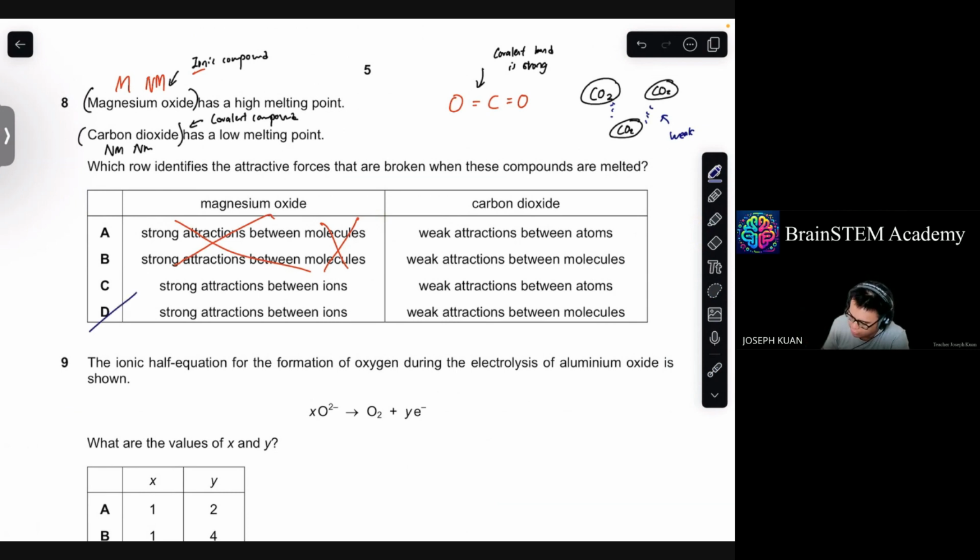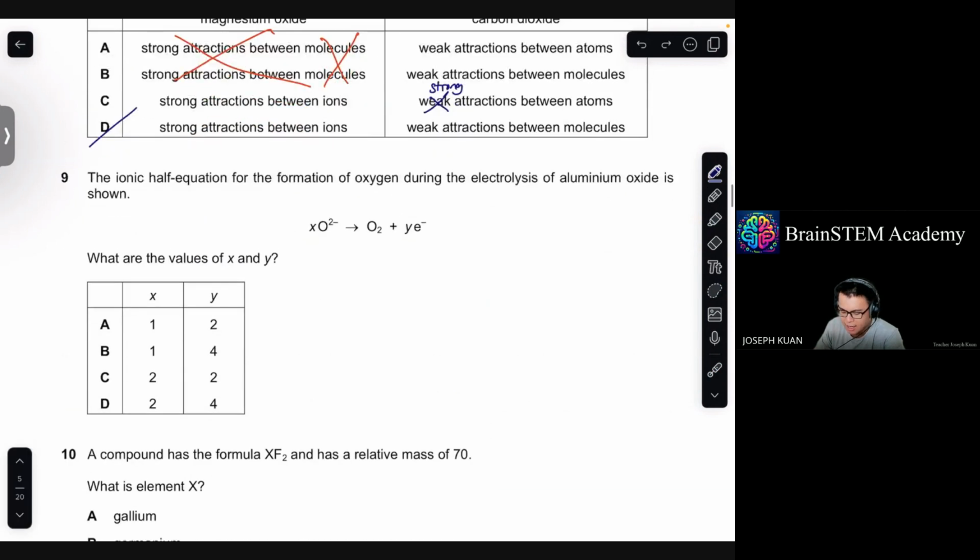Okay, the attraction between atoms in covalent compounds are strong, but the attraction between molecules are weak. All right, moving on to number 9. The ionic half equation for the formation of oxygen during the electrolysis of aluminum oxide is shown. What are the values of X and Y?